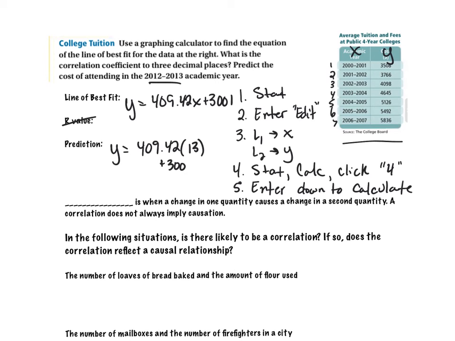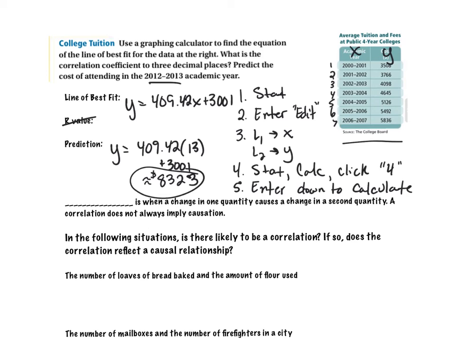So here, I just use the calculator to find 409.42 times 13 plus 3001, and then I round that up, so 8323 would be my prediction. Anytime it asks for a line of best fit, just use the calculator. It's going to give you a much more accurate number, and it's a lot simpler and easier to do it that way.